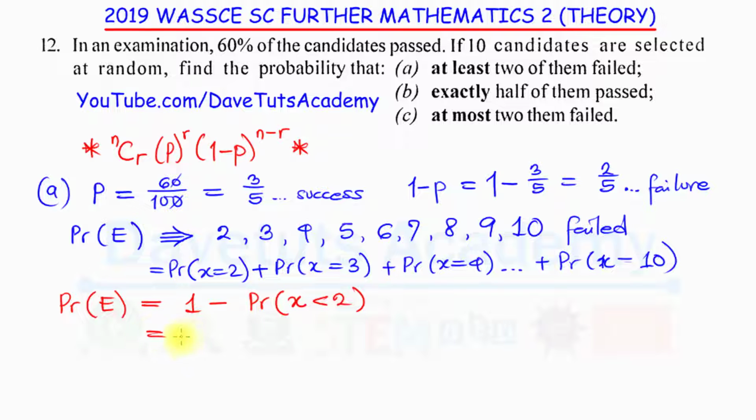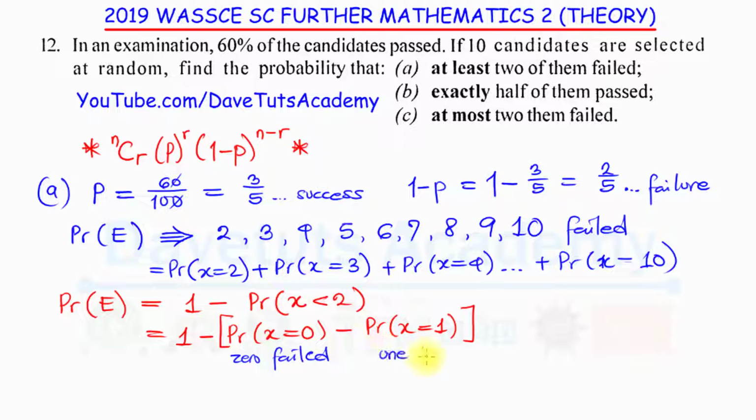So this will be 1 minus the probability of x is equal to 0. In that case, none of them failed. Then we need to just put this in brackets, minus the probability that 1 of them failed. So this particular scenario is the scenario that 0 failed, no student failed here. And here it is that 1 student failed.